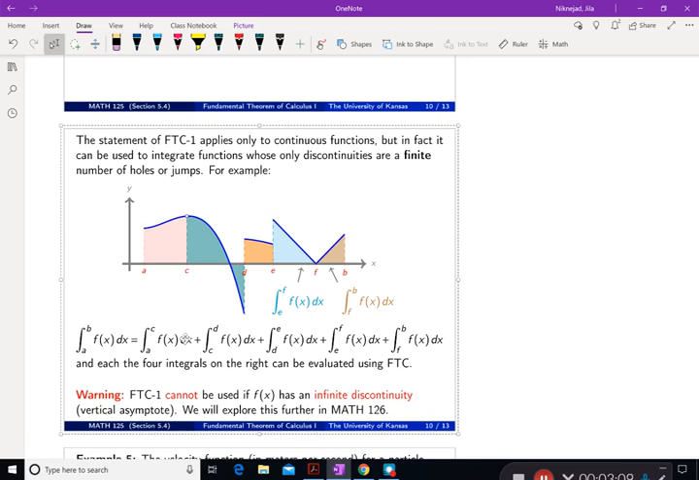So again, some of those infinite discontinuities can also be integrated, but not using the fundamental theorem of calculus part 1. We're going to use other facts, other theorems with that, and that happens in Math 126 or Calculus 2.